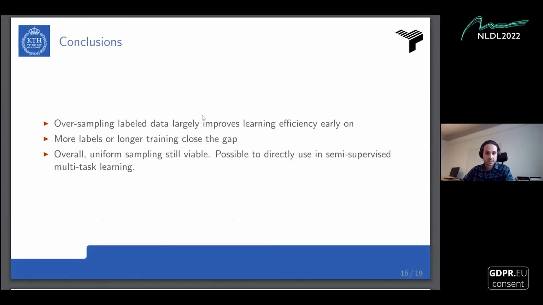So some conclusions: oversampling label data does improve learning efficiency early on. However, in terms of final results, more labels or longer training close the gap between both sampling methods. But overall, the take-home message, at least for me, is that uniform sampling is still viable, which opens the doors to use it directly in, for example, semi-supervised multitask learning problems.